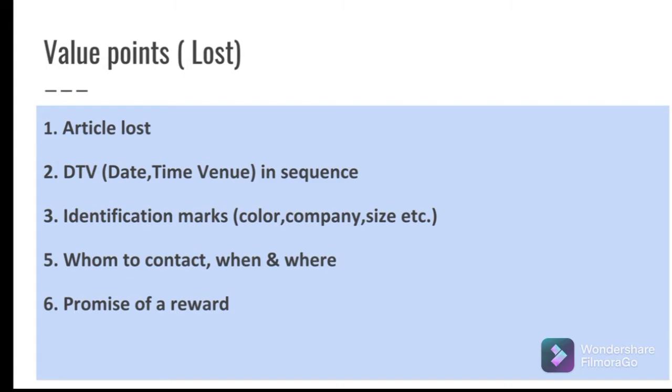Let us review the value points of the notice where the article was lost. Here you have to first mention the article which was lost, the DTV in sequence, then mention all the identification marks like color, company, size, etc. Then whom to contact, when and where, and in the end also mention the promise of a reward.